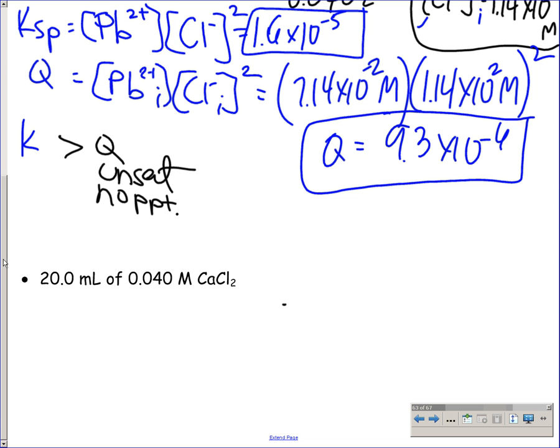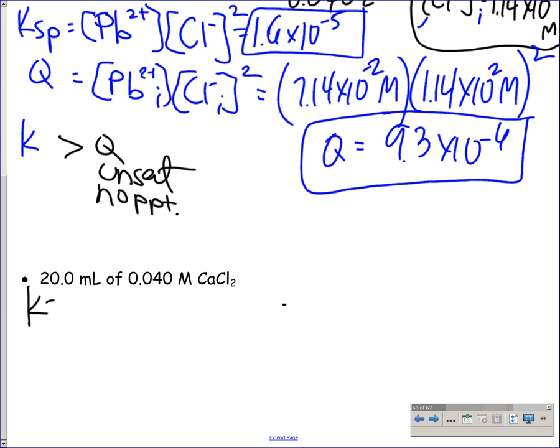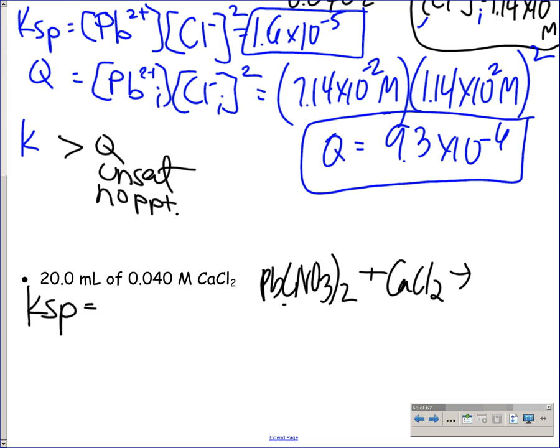So you see how I did? Okay, so the KSP value won't be different. The value will still be the same because we're still doing lead(II) nitrate plus CaCl2. So what precipitate are we forming? PbCl2. So we're still forming the same exact precipitate.